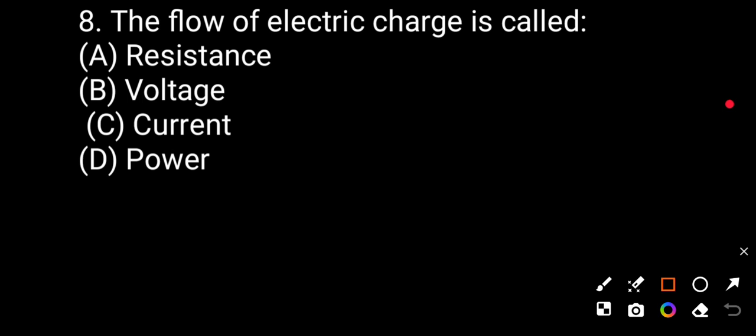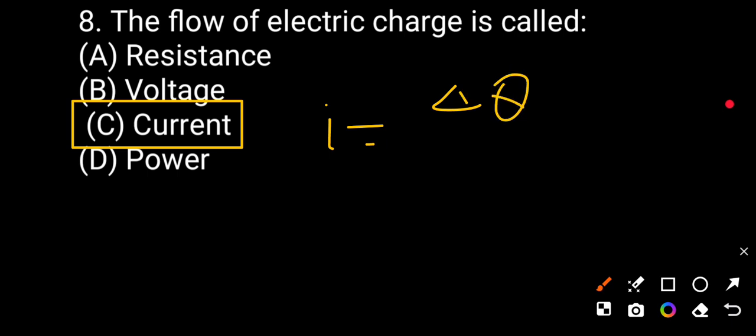Question number 8. The flow of electric charge is called resistance, voltage, current, power. The correct answer will be C, current. I is equal to delta Q upon delta T.